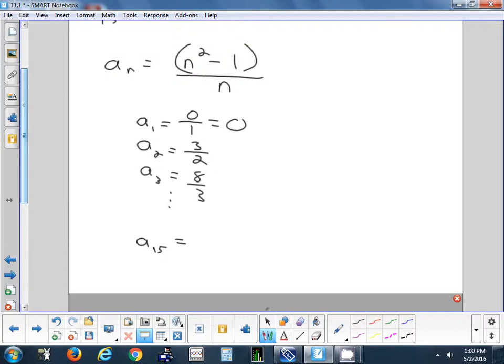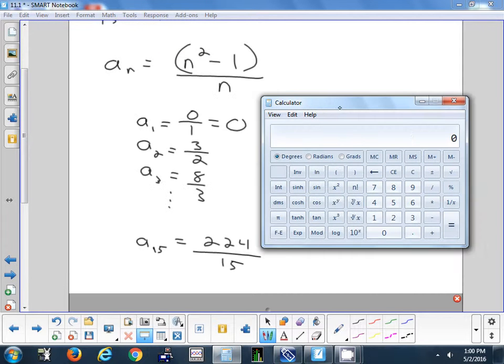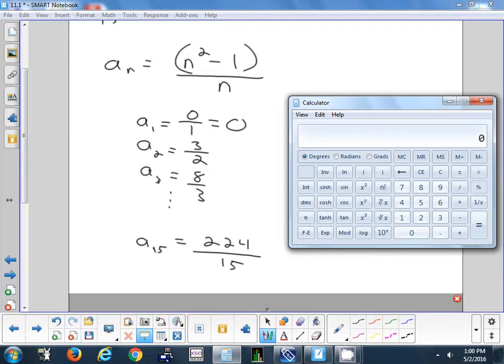What's 15 squared? 225. Minus 1, 224, divided by 15. Does anybody notice what the fraction is getting closer and closer to each time? The first one is 0. That one doesn't really help. But the next one is 1.5. 8/3 is 2.6 repeating. 224 over 15 is 14.9, roughly.